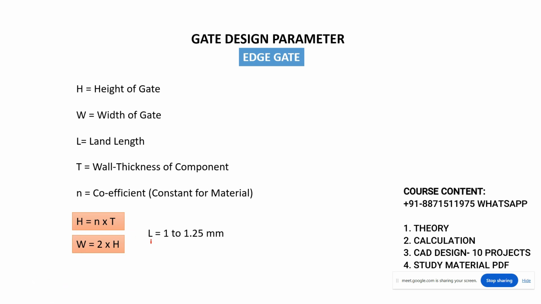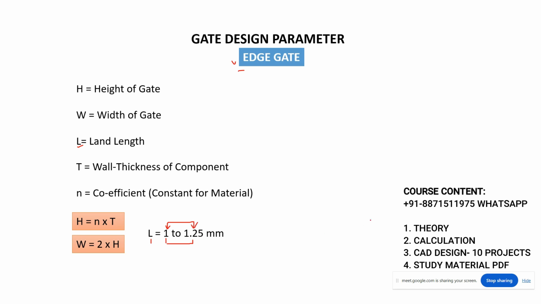Now see L, which is the length. You can take 1 to 1.25 maximum for the edge gate. For the edge gate, you can take 1 to 1.2. Why am I taking this range? Tell me.